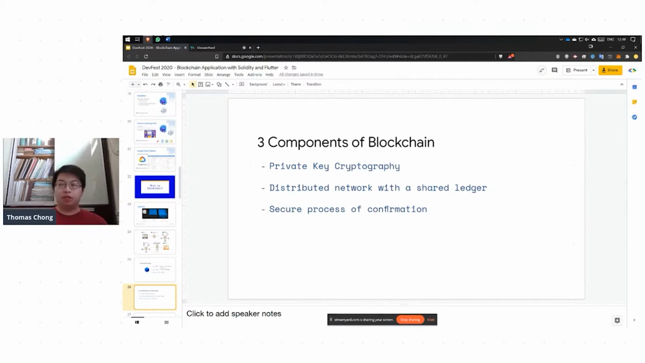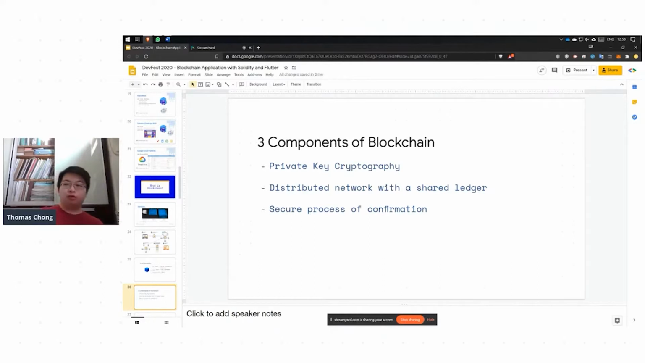But in blockchain, it's totally different. Everyone has their own ledger and keeps it for themselves. So it can be said that the whole database structure is decentralized.